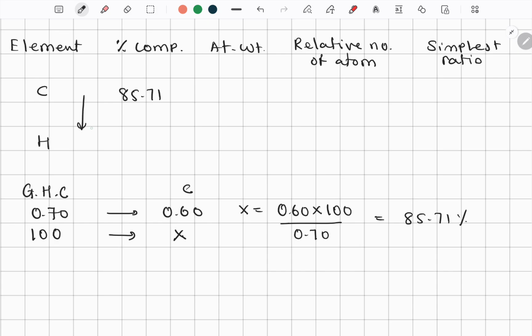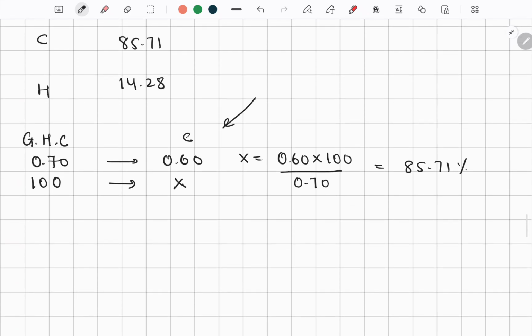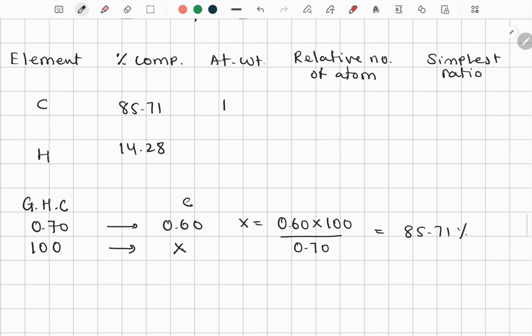Now as there are only two elements, you can simply do 100 minus 85.71, where you will get 14.28 percent. Okay, it is 14.28 percent. Atomic weight of carbon is 12 and hydrogen is 1. In order to calculate the relative number of atoms, what do we do? We divide the percentage composition by the atomic weight.